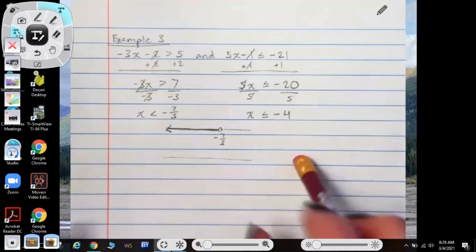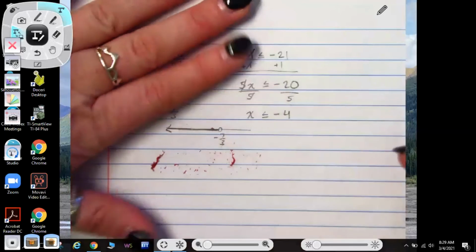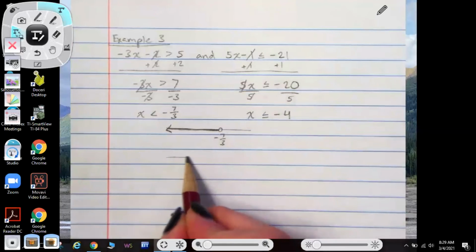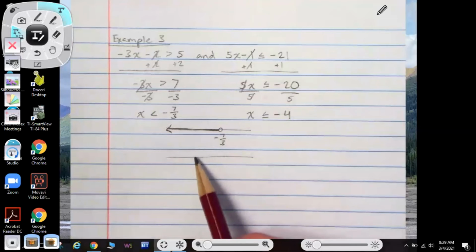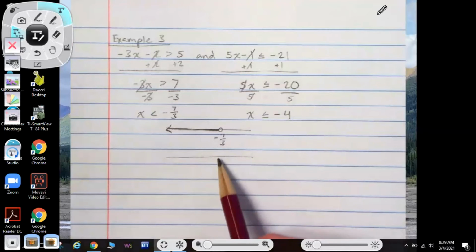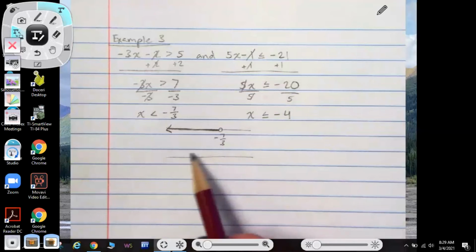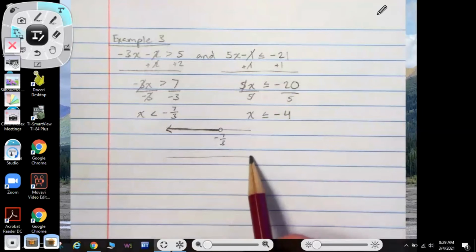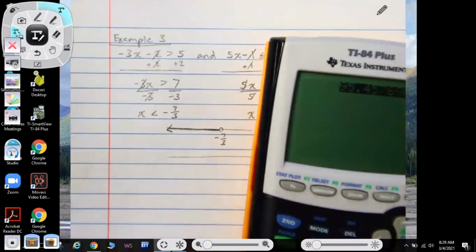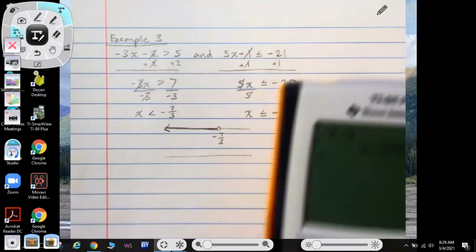Our other number line, I want to be able to plot -4 on this number line correctly in relation to -7/3. So is -4 less than -7/3? Is -4 bigger than -7/3? If you don't really know, just plug that into your calculator. -7 divided by 3 is about -2 1/3. And so -4 is less than that.